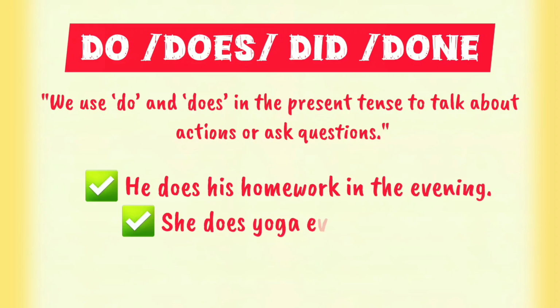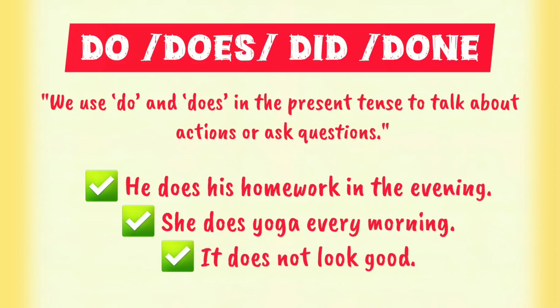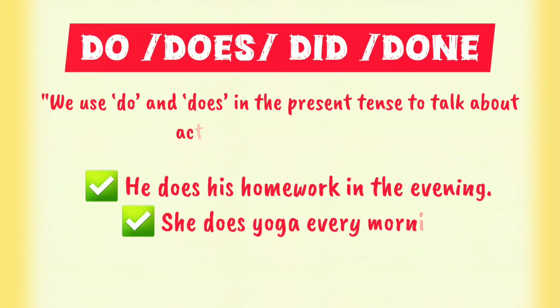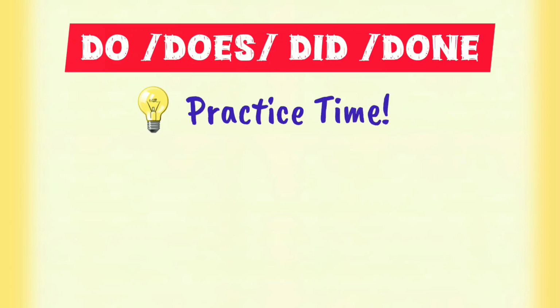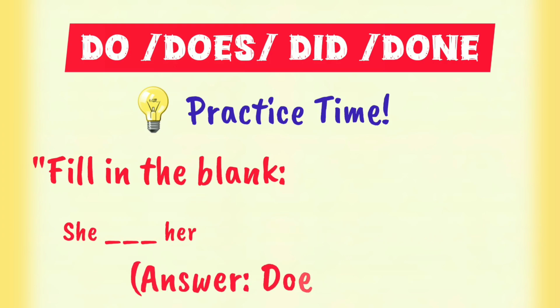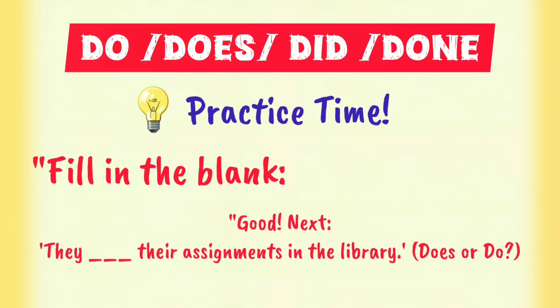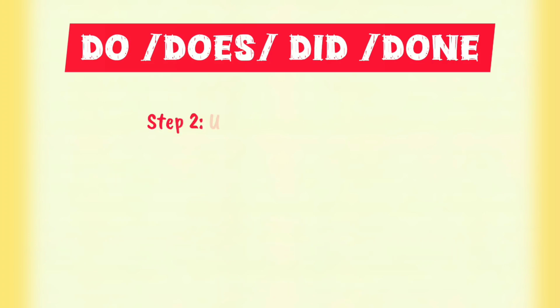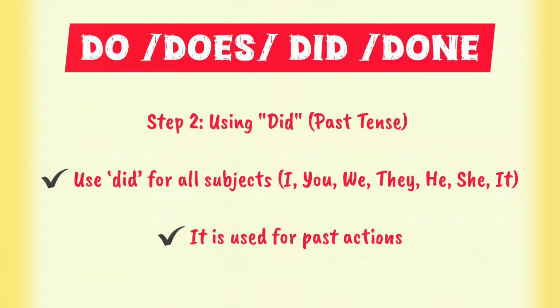He does his homework in the evening. She does yoga every morning. It does not look good. Practice time. Fill in the blank. She does her work at night. Does or do? Answer: does. Good. Next. They do their assignments in the library. Does or do? Answer: do.